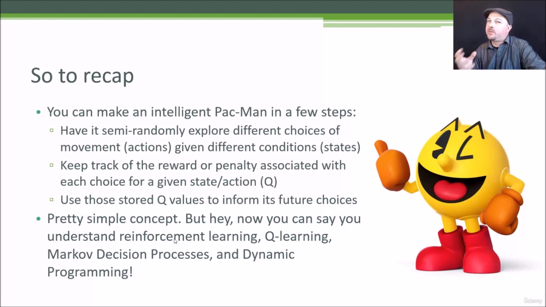It's a pretty simple concept, very powerful though, and you can also say that you understand a bunch of fancy terms because it's all called the same thing. Q learning, reinforcement learning, Markov decision processes, dynamic programming, all tied up in the same concept. So, I don't know, I think it's pretty cool that you can actually make sort of an artificially intelligent Pac-Man through such a simple technique, and it really does work.